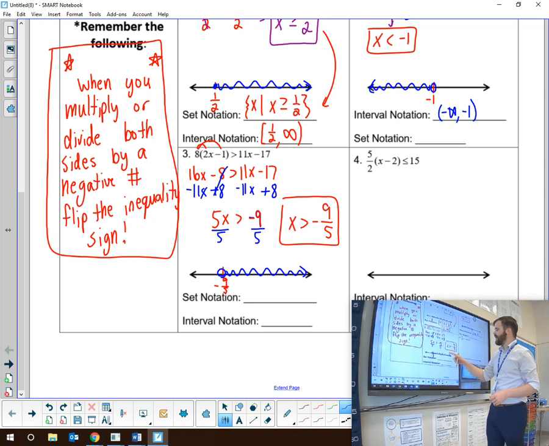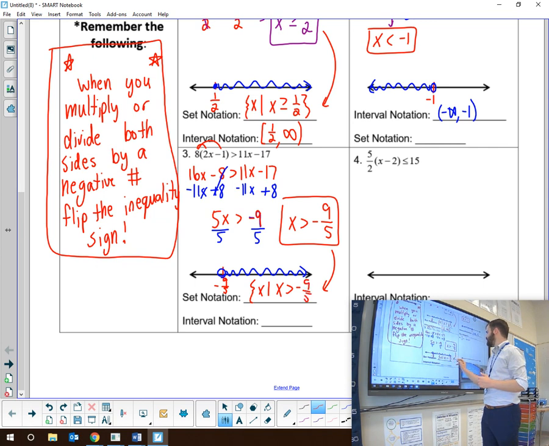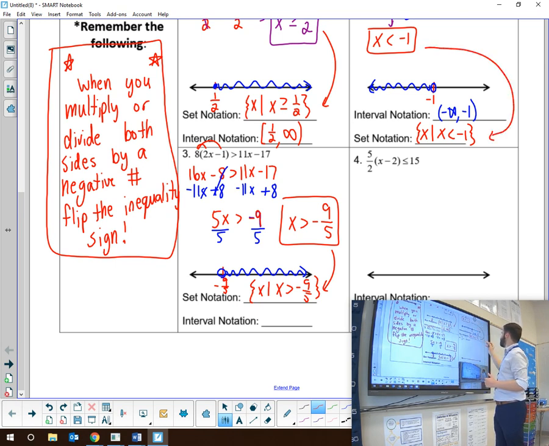So for set notation, remember, set notation is where we just take what this is and we rewrite it fancy. We're going to do all numbers of x such that x is greater than negative 9/5. Oh, in fact, I forgot to write the set notation up here. I knew I forgot something. I always do that. My set notation, once again, is all numbers of x such that x is less than negative 1. So that's the great thing, though, right? Your set notation is just the same as your inequality, okay? It's just written more fancy.